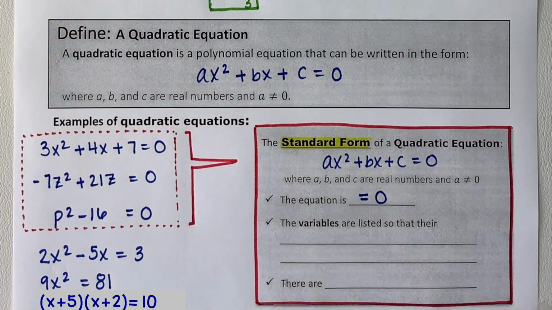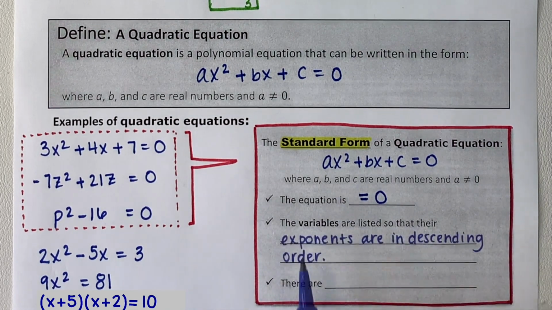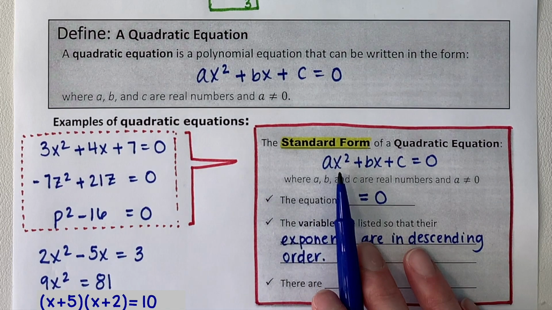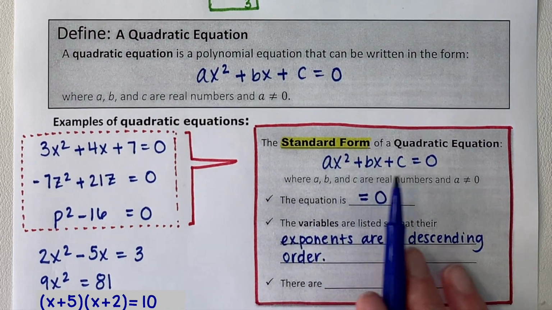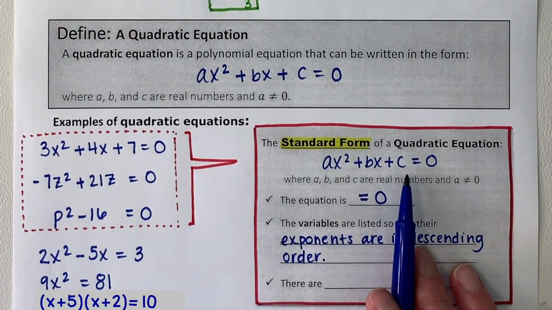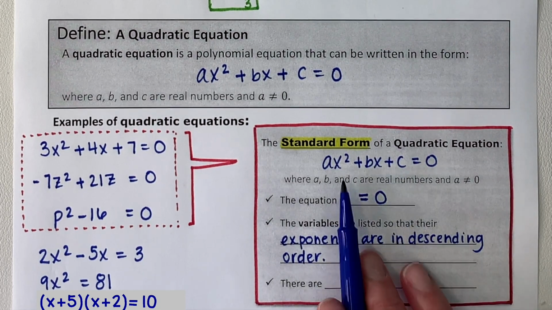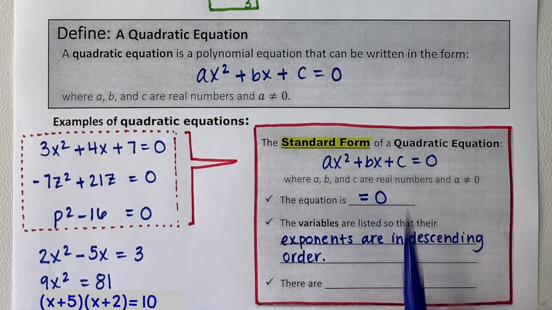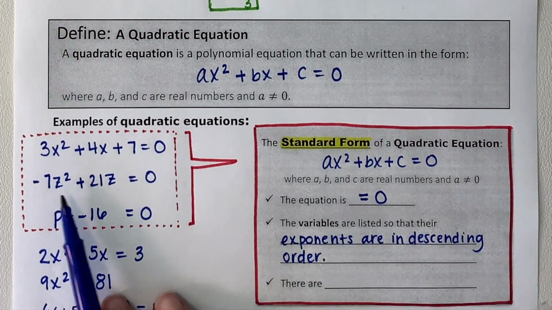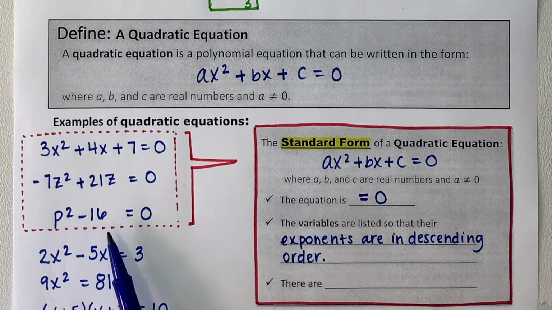In addition, in order for a quadratic equation to be written in standard form, the variables must be listed so that their exponents are in descending order. So your x squared term should be written first, your x term should be in the middle, and your constant should be last. And again, for quadratic equations in standard form, you are required to have an x squared term, but you are not required to have an x term or a constant. For these top three equations, all of their variables are listed so that their exponents are in descending order.